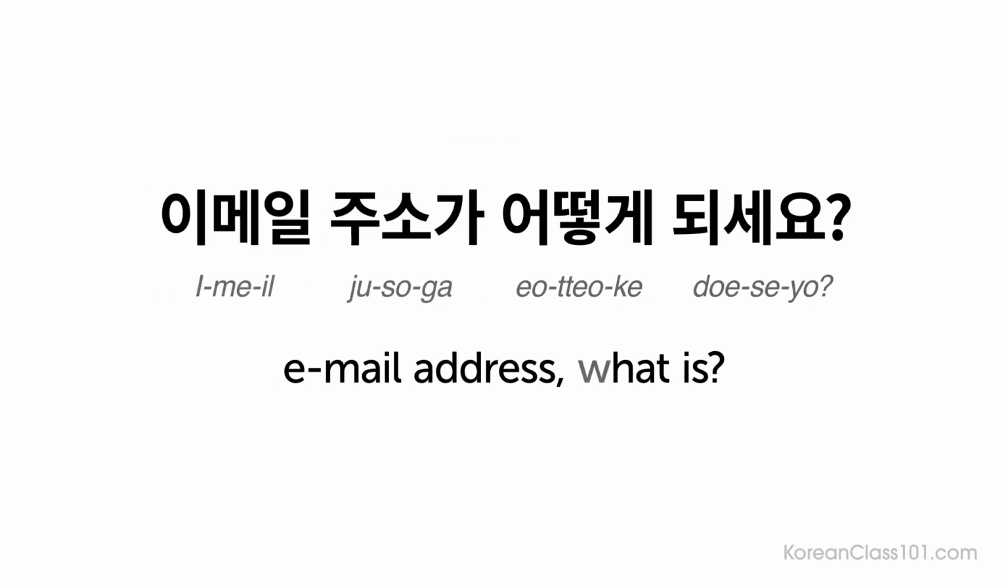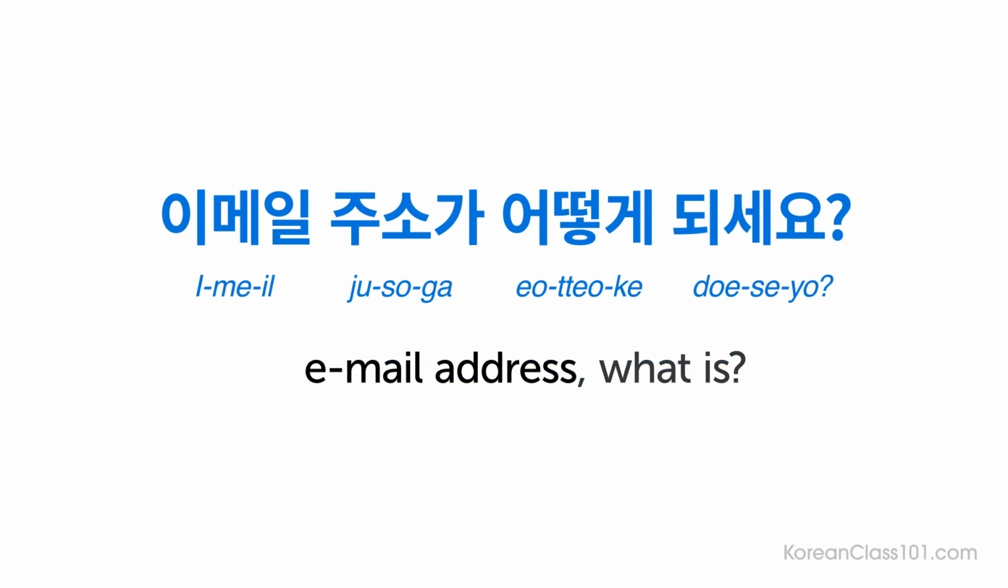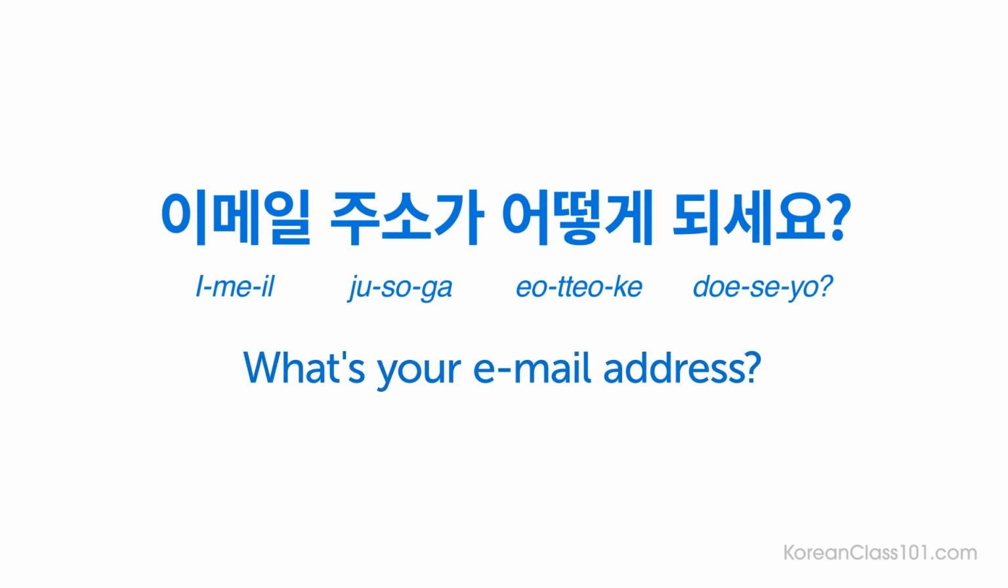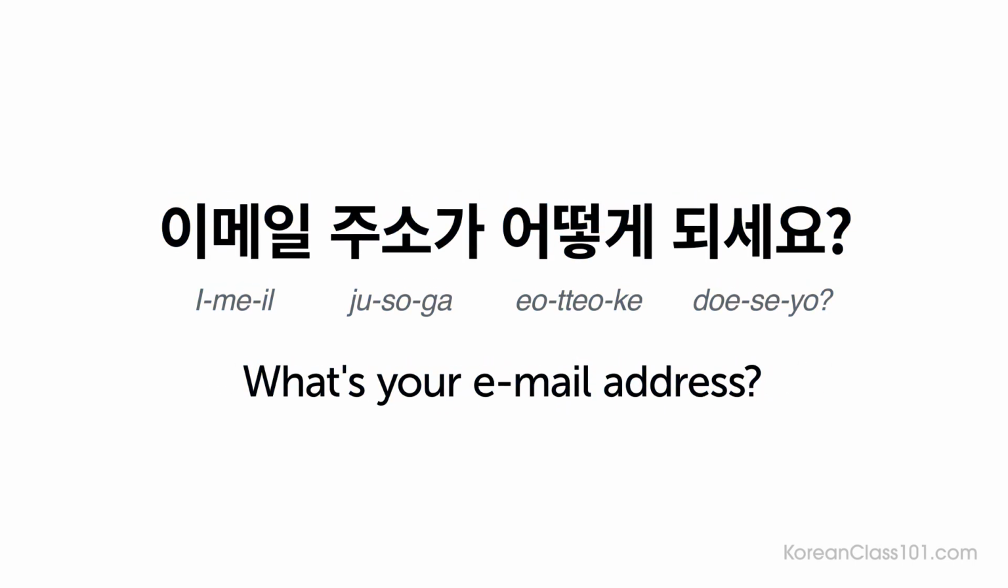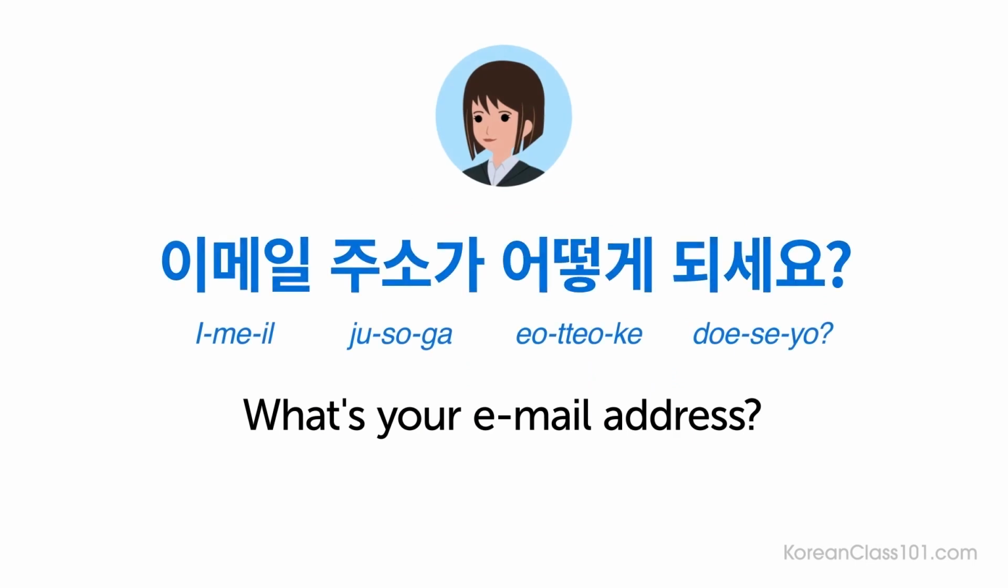Altogether, it's 이메일 주소가 어떻게 되세요? This literally means email address, what is, but it translates as, what's your email address? Note, the Korean word for your in your email address is understood from the context of the two-person conversation. Omitting understood information is common in Korean. Remember the clerk's request. You'll hear it again later.